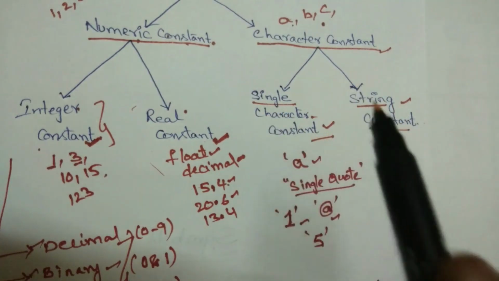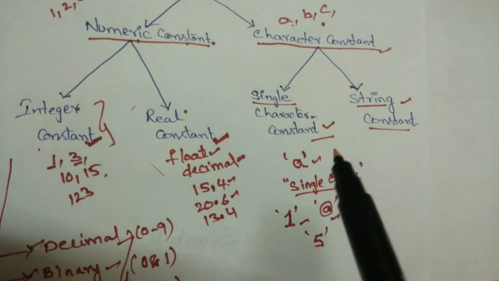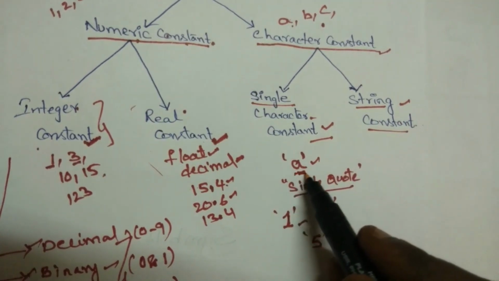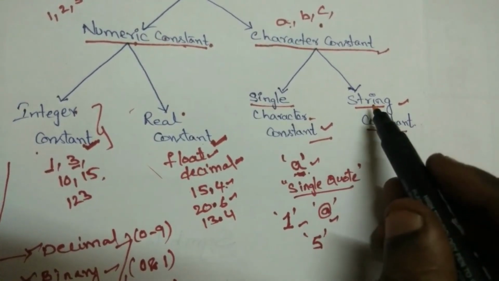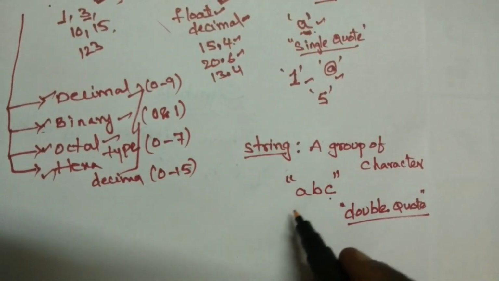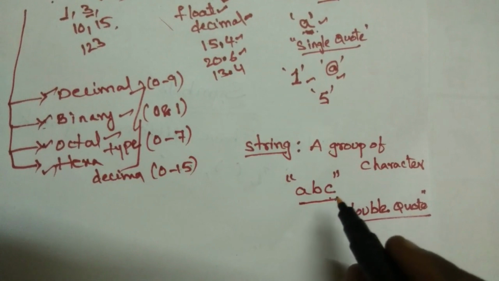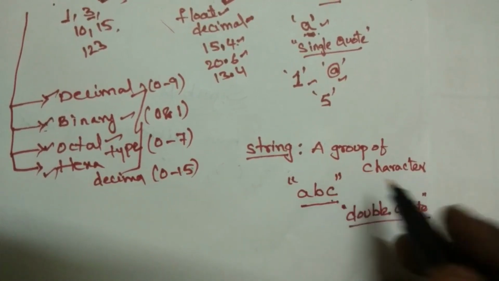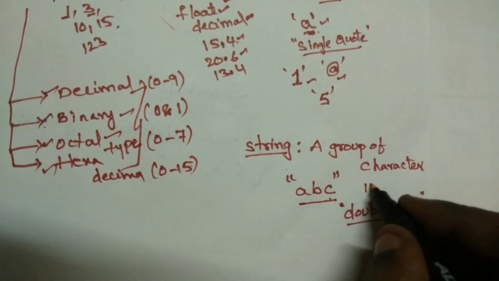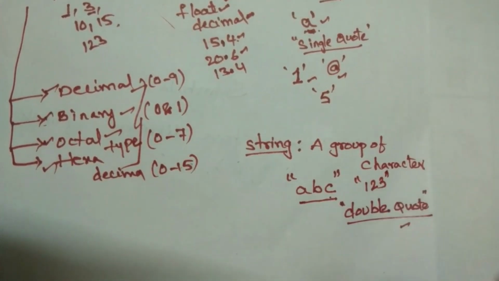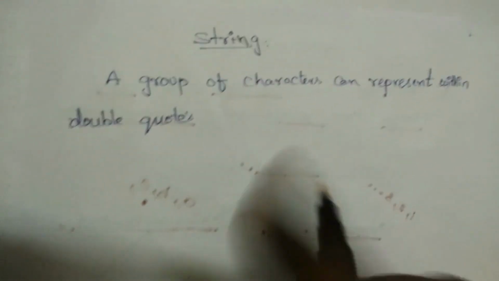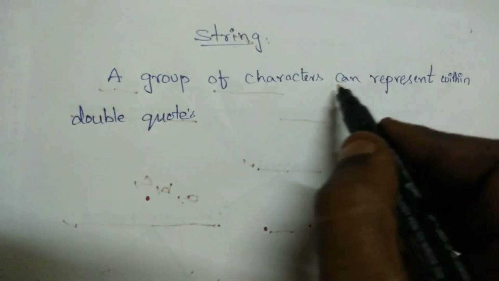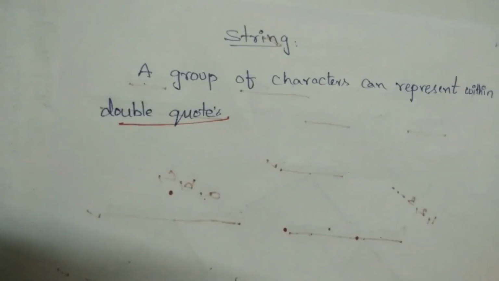Single character constant means a character represented within the single quotation is called a single character constant. And what is meant by string constant? A group of characters represented within the double quotations is called a string constant. Suppose 123, if we represent it within the double quotations, it will also be considered a string constant. Right? I already discussed what is meant by string: a group of characters represented within the double quotations.